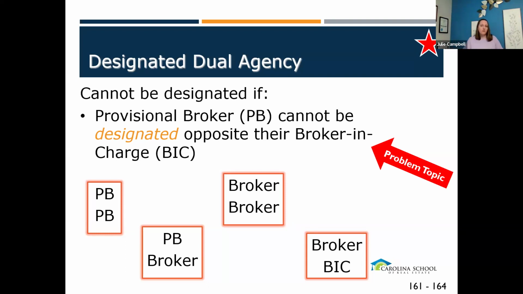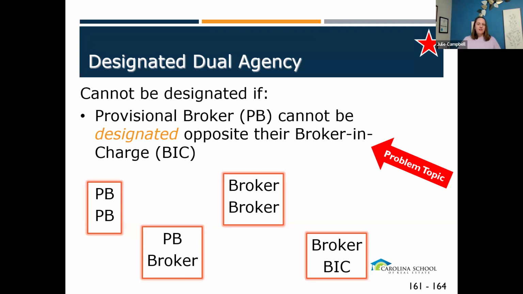I'll be honest, as a full broker, my BIC doesn't know what I'm doing half the time. I don't get my BIC involved until it's on fire, and I'm the first one to go charging in his office going, help me. That's when he learns about my client for the first time. That's a full broker. I can go and do, as a provisional broker, you have to answer to the BIC.